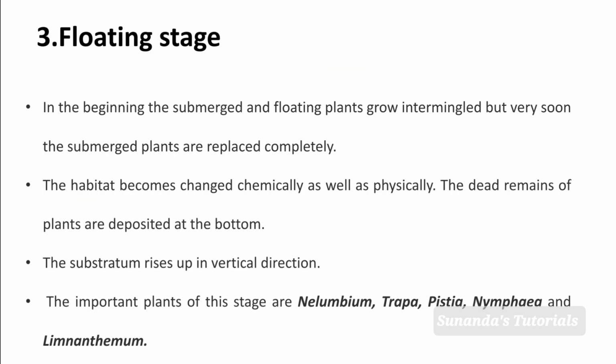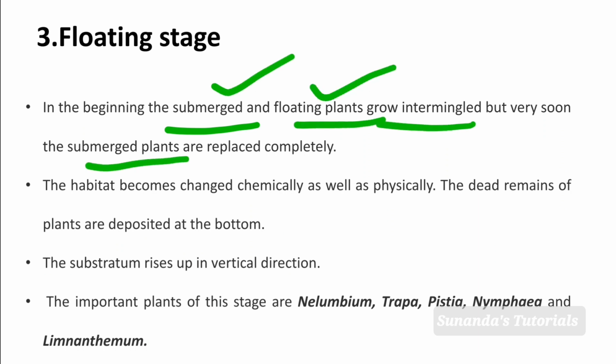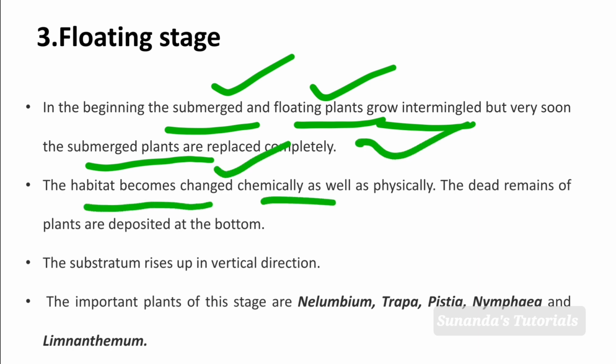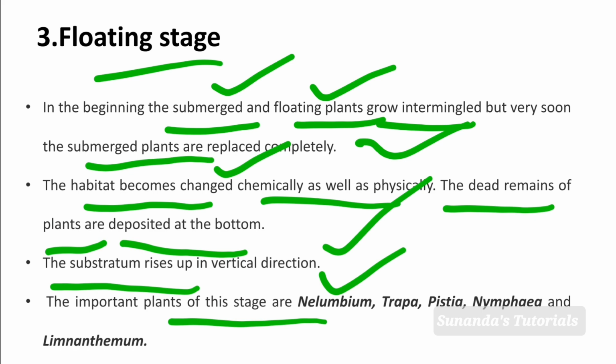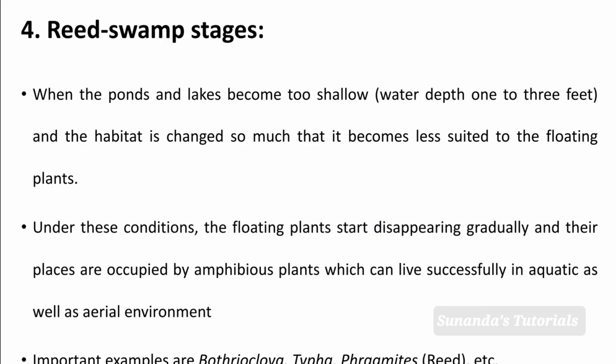Then floating stage. In the beginning, the submerged and floating plants grow intermingled, but very soon submerged plants are replaced completely. The habitat becomes changed chemically as well as physically. The dead remains of the plants are deposited at the bottom. The substratum rises up in the vertical direction, and the floating plants generally develop. And important floating plants are Nelumbium, Trapa, Pistia, Nymphaea and Limnanthemum. So these are the floating plants which appear in the third or floating stage of hydrosere.